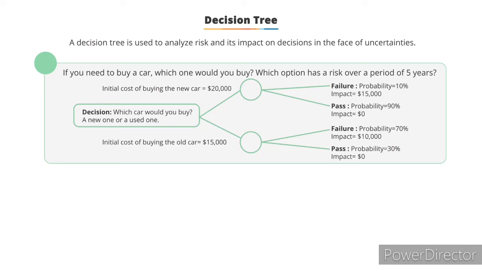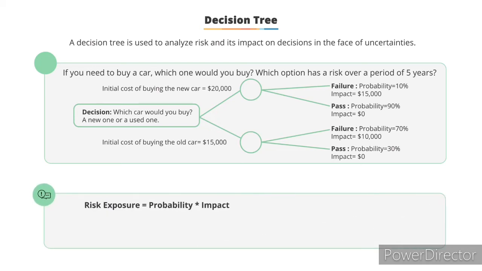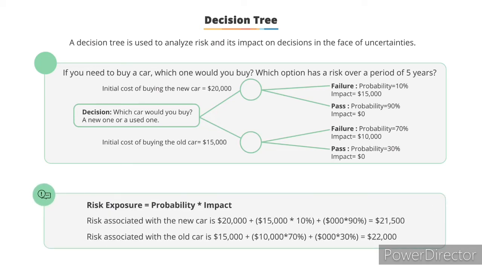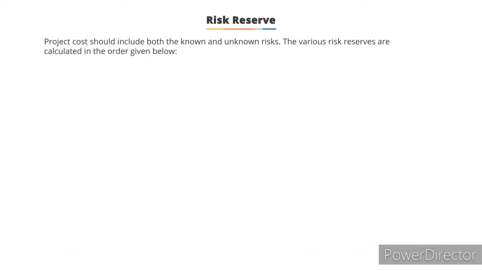Let's say it's $10,000. If you add the probability multiplied by the impact of both the options at the decision nodes, you'll find that buying an old car over a period is more risky than buying a new car. Now on the next screen, let's discuss risk reserve. The project costs will be arrived at after considering the risk reserves of both the known risks and the unknown risks. There's a specific order in which these reserves are calculated in the project cost.